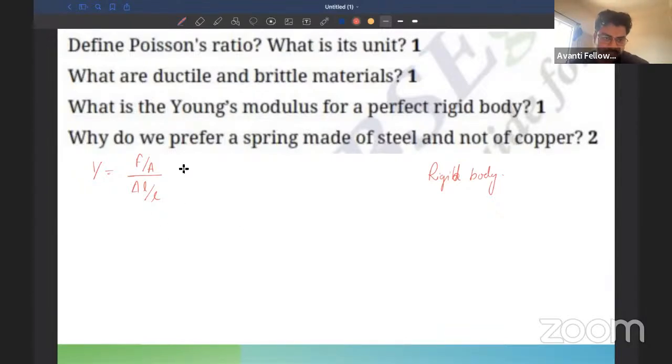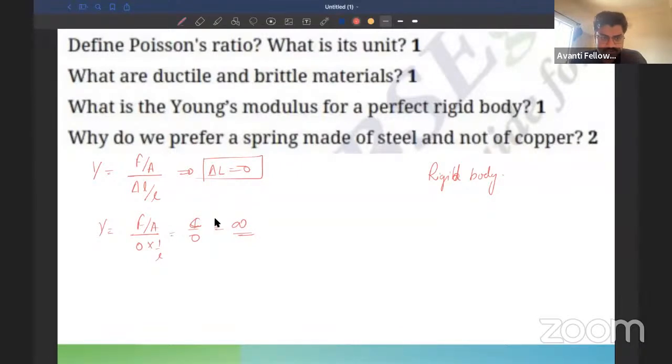That means the change in length is zero for a rigid body. Force लगाते जाओ, length will never change. If change in length is zero, that means Young's modulus is the ratio of F upon A into L by zero, that means 1 upon 0 का form, or some constant value upon zero का form, that is infinite. That means for a perfect rigid body, the Young's modulus is infinite.